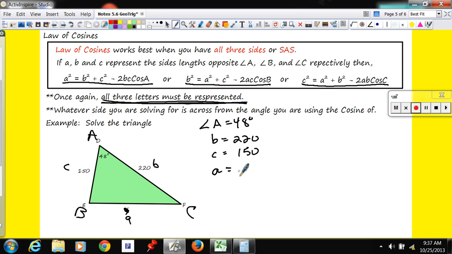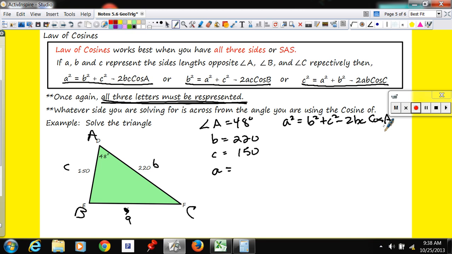So do you see the formula right over here that I have to use for little a? a squared equals b squared plus c squared minus 2bc times cosine of A. This is just not something you have to memorize. You just have to learn how to plug them in. So let's rewrite the formula. a squared equals b squared plus c squared minus 2bc times the cosine of A. If I'm looking for a, I've got to use the cosine of A.